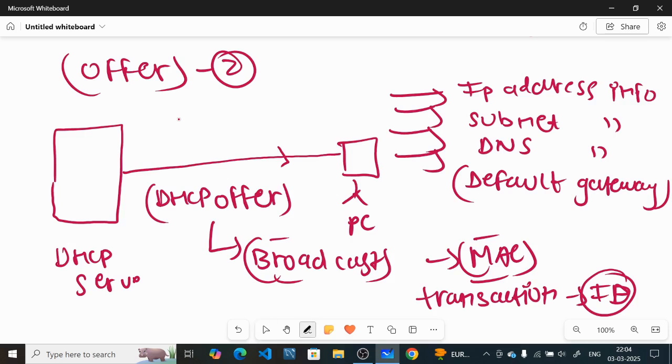And through which port number does it receive the information? With the use of 68. And it also listens with the use of port number 67. Okay, so this is step 2 of the DORA process. Now let's move forward to step 3. What is step 3? Step 3 is DHCP request.